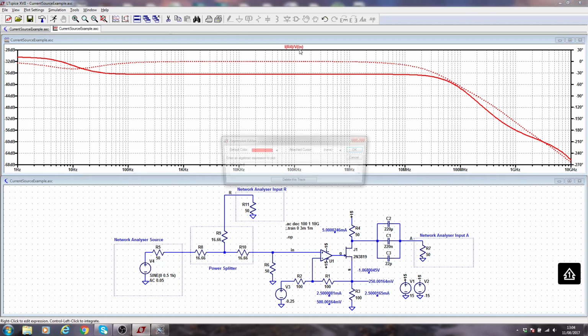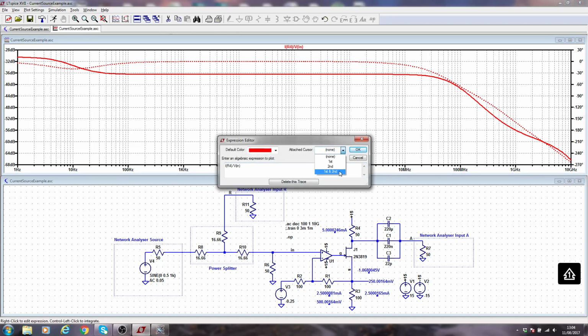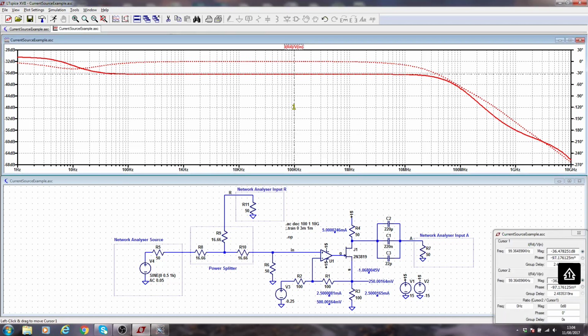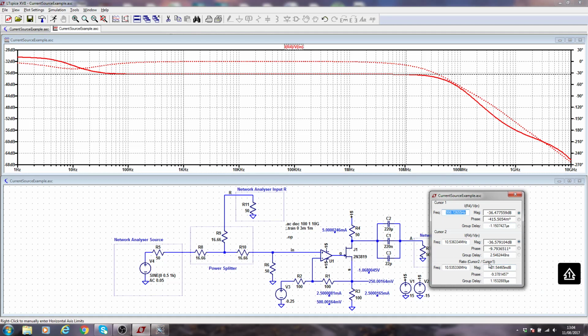So I want to know the 3 dB point. I right click and I take 2 of these and I put one in the mid band. Exact frequency doesn't matter, but oftentimes we use kilohertz. As long as it's in this flat bit, it's okay. And I'm just going to move this second one to the right until I measure down here a magnitude of minus 3 dB. So at the moment it's minus 101 milli-dB, which is obviously 0.1.